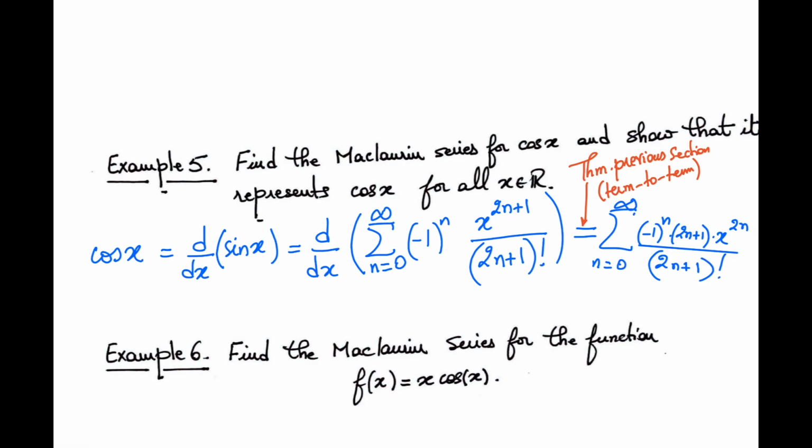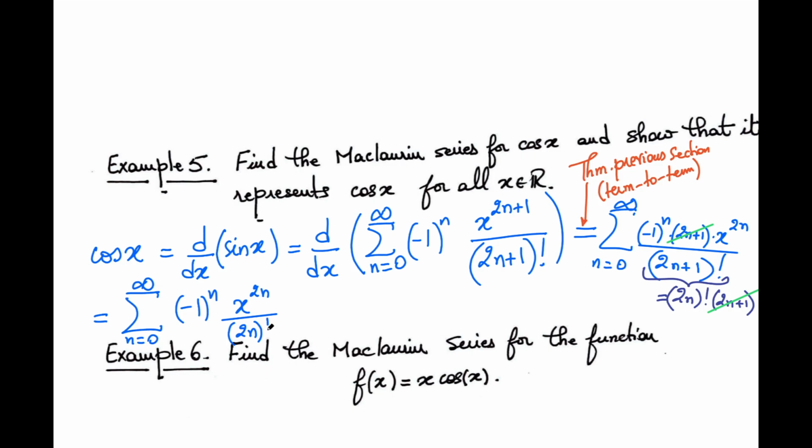Okay, and now if you simplify by 2n plus 1, that guy is gonna cancel. All right, let's be clear about this. What is this piece? This is 2n factorial times 2n plus 1, right? Agree with that? So if you simplify by 2n plus 1 upstairs, you can simplify by this guy. And then I'm gonna only have 2n factorial downstairs. So what do I get? I get that this is equal to the summation of -1 to power n x to power 2n divided by 2n factorial, okay, which is the Maclaurin series for cosine.